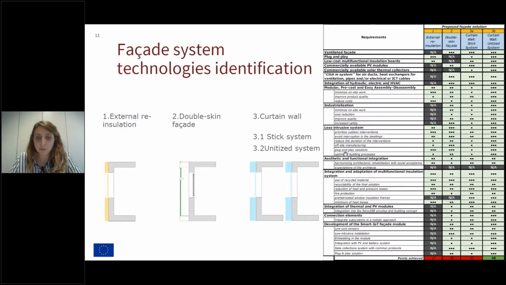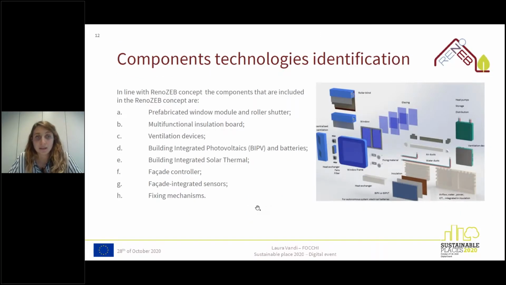So I reported in the slide the matrix that we used for the selection of the best solution for the facade system. In columns, there are the systems, and in lines, as I said, there are the requirements. The result that we found is that the curtain wall, the unitized system, which is a part of the curtain wall, is the best solution to use for renoZEB, and this is what we have done. The second part is related to the components of the plug-and-play facade.